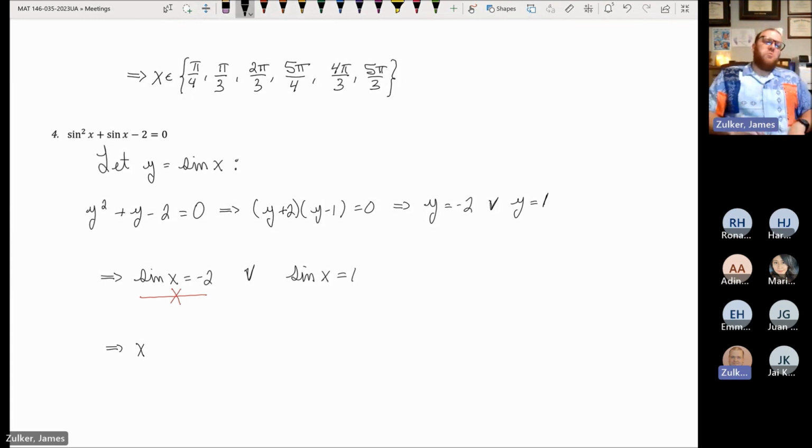Where is sine equal to 1? And that's the only place sine equals 1. So we have one solution, pi over 2.